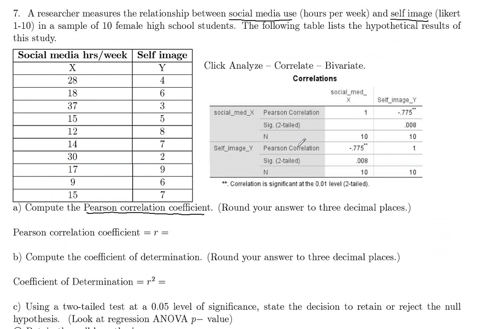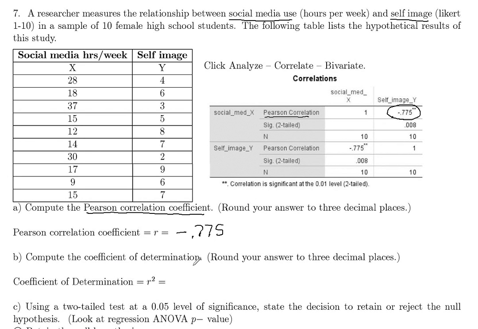That's this table here. What we see is our Pearson correlation coefficient right here in the upper right hand, and notice it's got a double star. It's saying it's significant at the 0.01 level for two-tailed. So negative 0.775. So negative correlation. As social media hours go down, self-image goes up is what this is telling us. So they move in opposite directions.